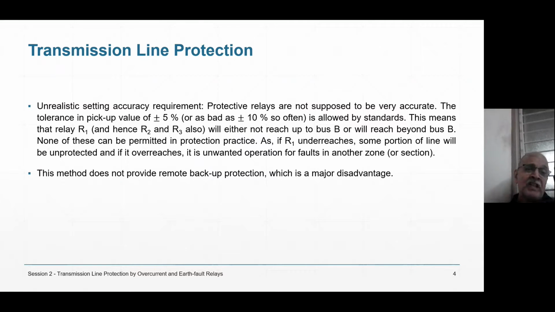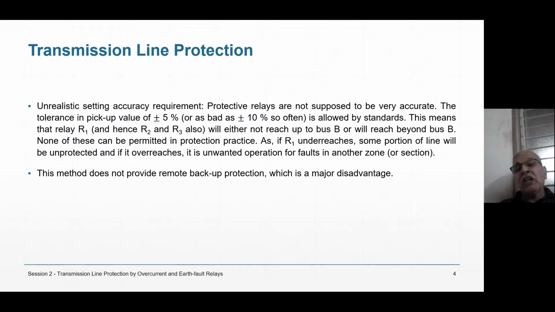The second very important disadvantage is that this method does not give backup. Relay R1 is reaching only up to B. Beyond B it does not reach. That means if R2 fails, R1 is not going to give backup. It is a very big disadvantage. Backup is a must because a relay can fail. Nobody can tell that. Not only the relay, it's not a question of the relay alone. The relay may operate, but the breaker may not operate. Relay and breaker both are good, but the CT is not good. The CT is not transforming properly. You see, CT, relay and breaker, if anything fails, then you are gone. That means you are not protecting.